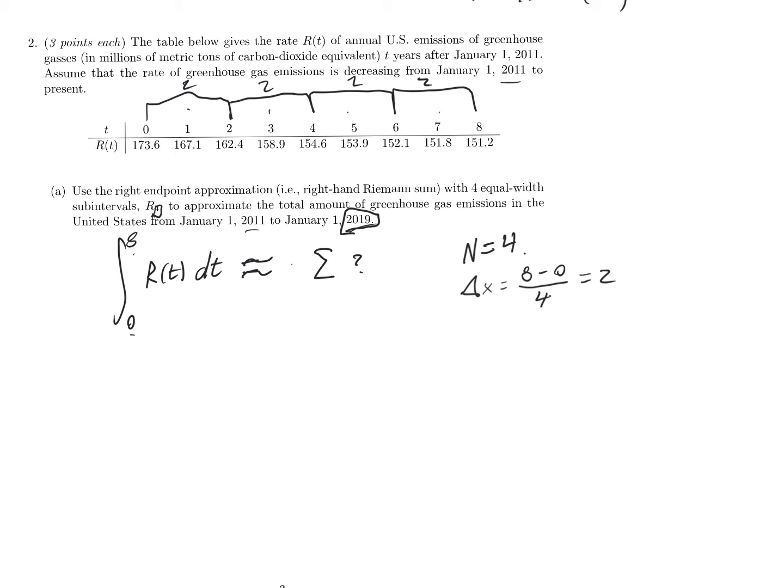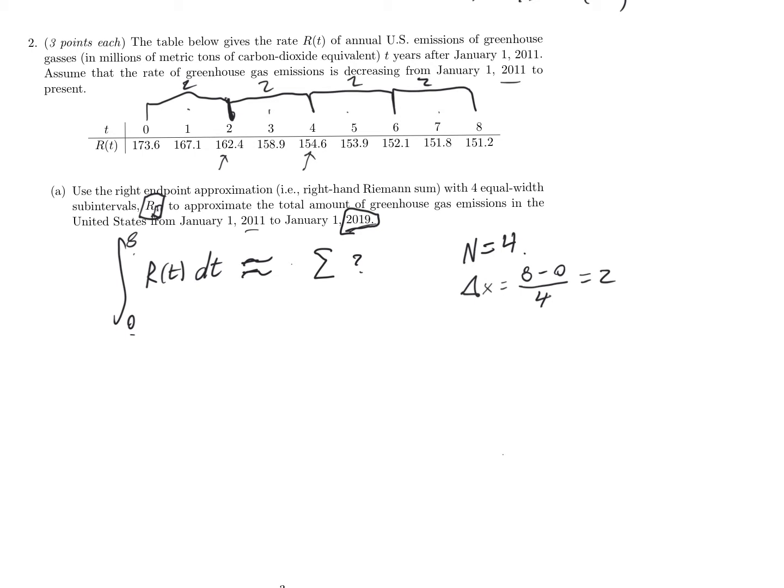Well, that's where this little letter r comes into account. We're taking a right-handed rule. That means we look at the right side of each of these rectangles. So, for example, this first rectangle from 0 to 2, its height will be 162.4. And the second rectangle, its height will be 154. How do I know? Because that's the right side of the rectangle.